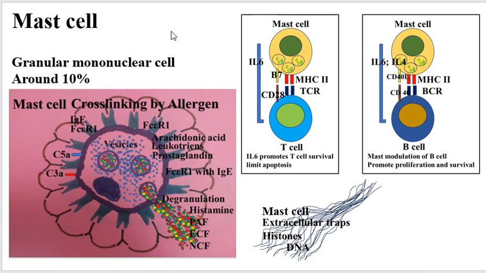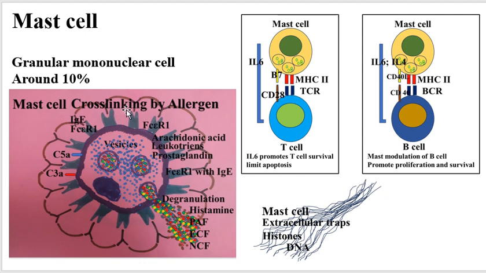Mast cell. This is a granular cell, and it is around 10%, and it plays a very crucial role in allergy, and also it has an anti-helminthic effect. As can be seen here, they produce primary mediators, for example, histamine, platelet activating factor, eosinophil chemoattractant factor, and neutrophil chemoattractant factor. So they also play a role during inflammation by producing neutrophil chemoattractant factor.